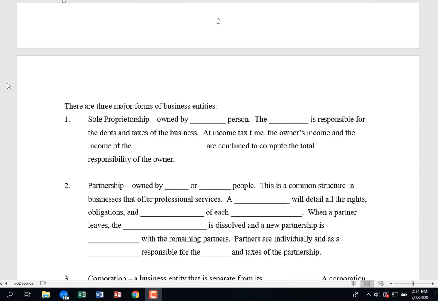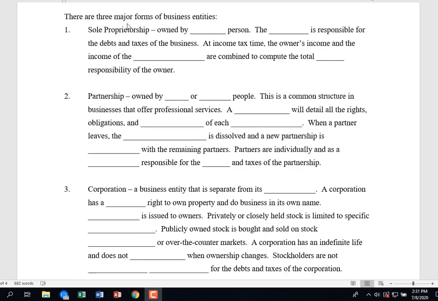And then in our textbook, they talk about 3 of the major forms of business. And there are a few offshoots of those in the last few years that you might look up on your own. But the 3 major forms of business entities are, the first one is sole proprietorship. This is a business that's owned by one person, and the owner is responsible for the debts and the taxes of the business. So at income tax time, the owner's income and the income of the business are combined to compute the total tax responsibility of the owner. Okay, so that's a sole proprietorship.